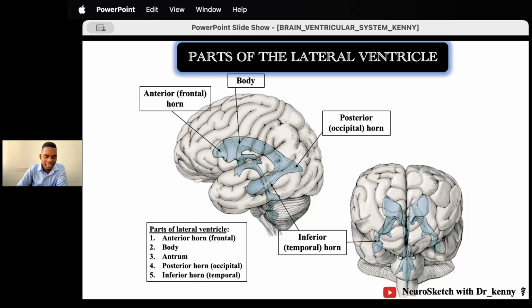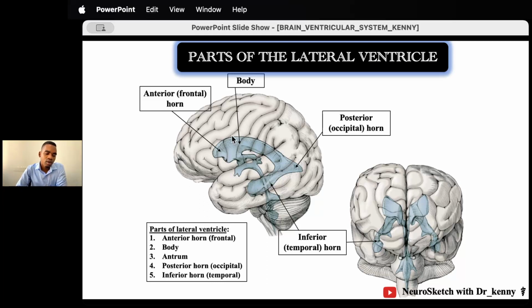Remember, the lateral ventricle is a C-shaped structure. The corpus callosum is a C-shaped structure. The caudate nucleus is also a C-shaped structure. We discussed the caudate nucleus when we were doing the basal ganglia, and we saw that the head and the body of the caudate nucleus is on the lateral side of the lateral ventricle, but the tail of the caudate nucleus is on the medial side of this horn of the lateral ventricle. So let's discuss the different parts of the lateral ventricle.